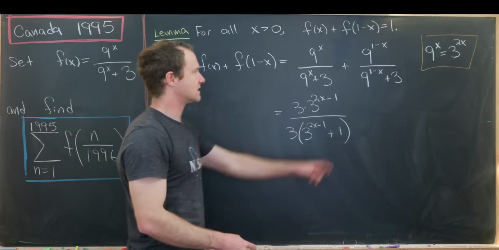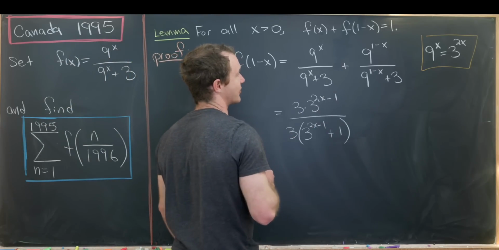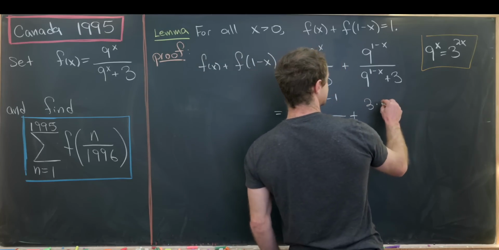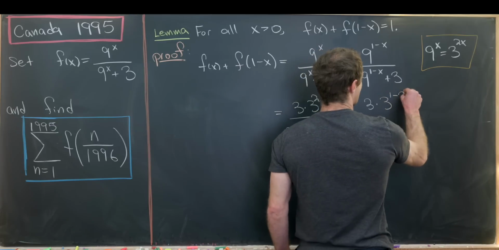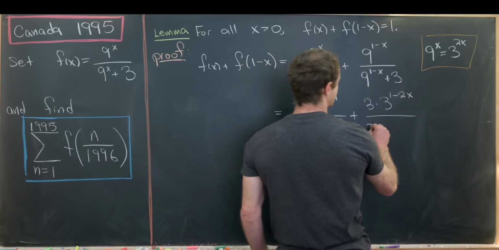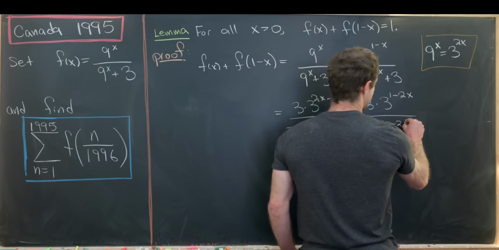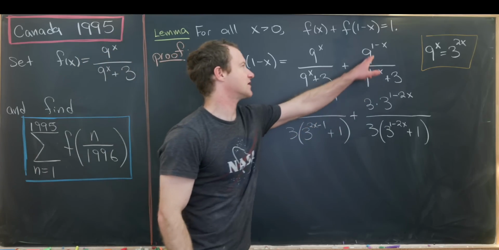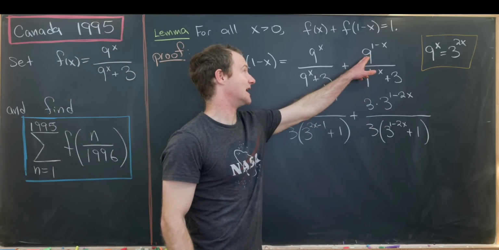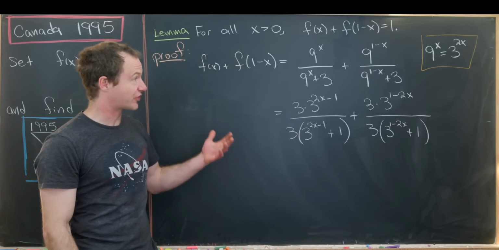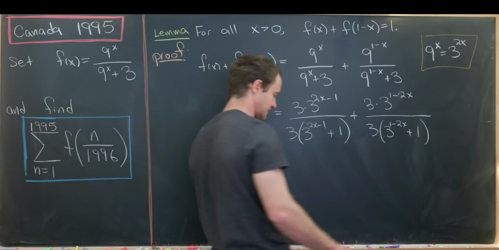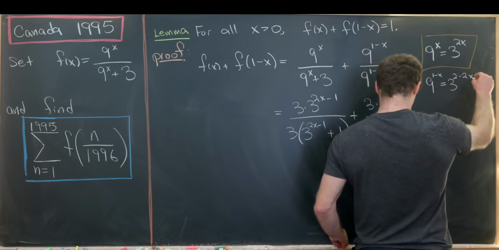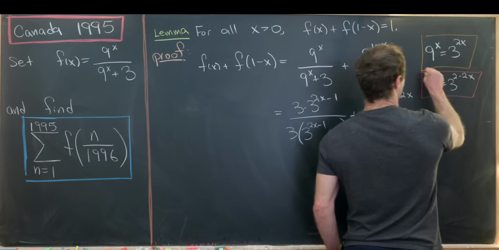Okay, good. Now let's do the same thing over here. So if we factor a 3 out now, we'll be left with 3 times 3 to the 1 minus 2x over 3, and then 3 to the 1 minus 2x plus 1. So something like that. So this is a little bit trickier to see, but that's what happens if you replace this 9 to the 1 minus x with 3 to the 2 minus 2x. So let's maybe write that down. So 9 to the 1 minus x is 3 to the 2 minus 2x, for the same kind of reason as the one right above it.